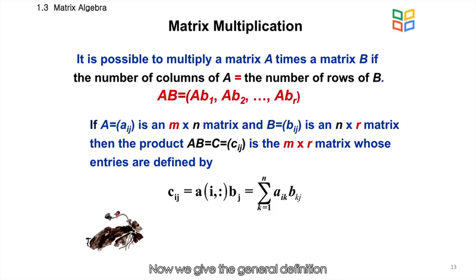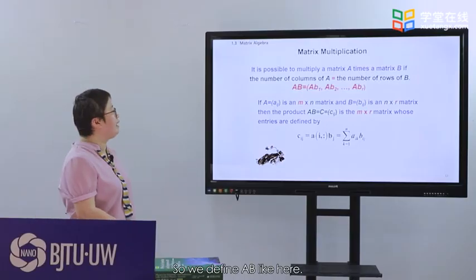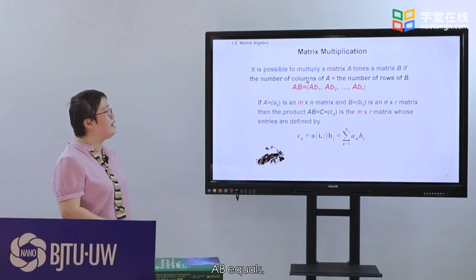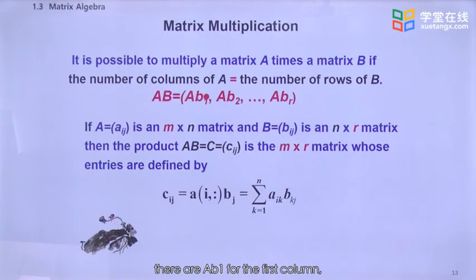And now we give the general definition for matrix multiplication. It is possible to multiply a matrix A times a matrix B if the number of columns of A equals the number of rows of B. So we define AB like here: A times B equals [Ab1, Ab2, ..., Abr], Ab1 for the first column, Ab2 for the second column, until Abr for the rth column. Here, B is an n by r matrix. Here, A is an m by n matrix.